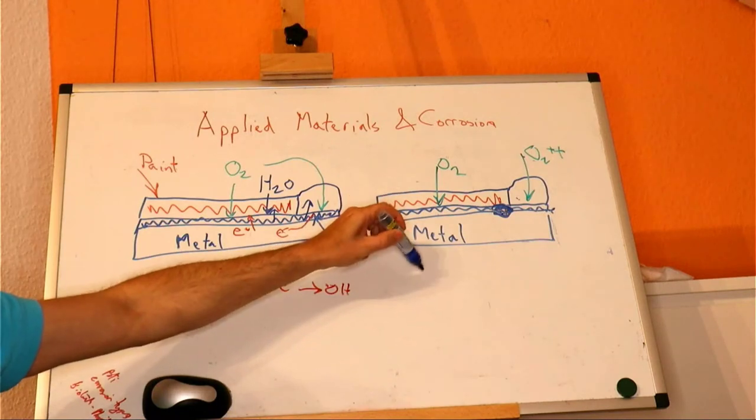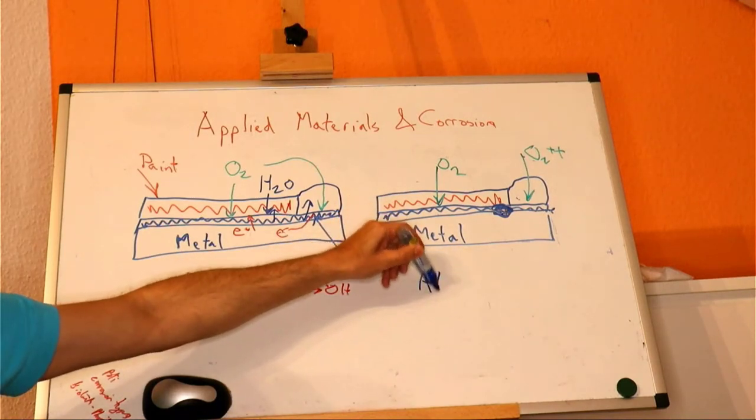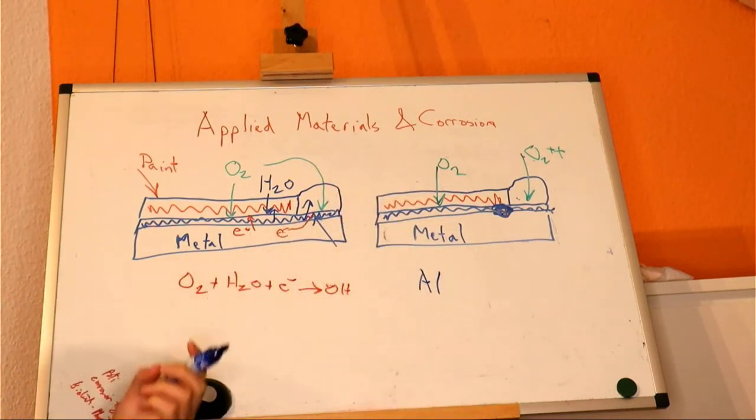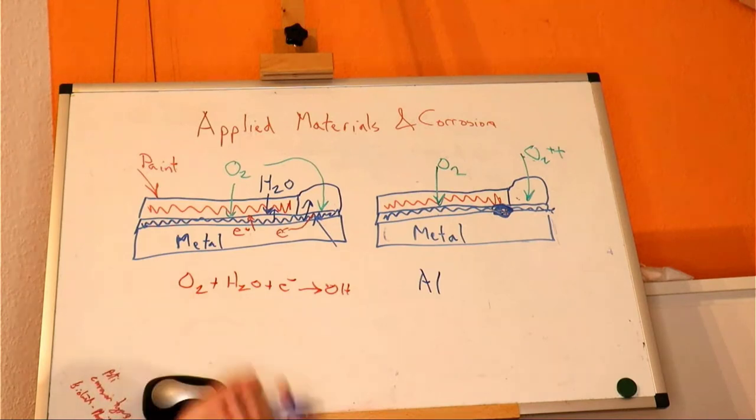This type typically happens on aluminium, and the reason for that is that aluminium only has one oxidation state, aluminium 3+. And so it's very difficult for electrons to get through the aluminium oxide, a very good insulator.